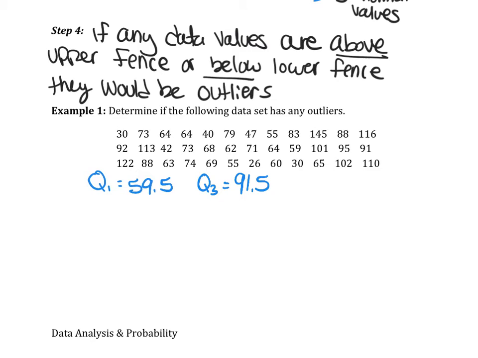So to calculate the outliers, we need to calculate now the IQR, which is Q3 minus Q1. So 91.5 minus 59.5. So we should have our IQR equals 32.